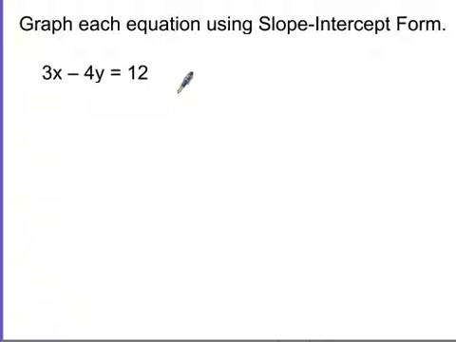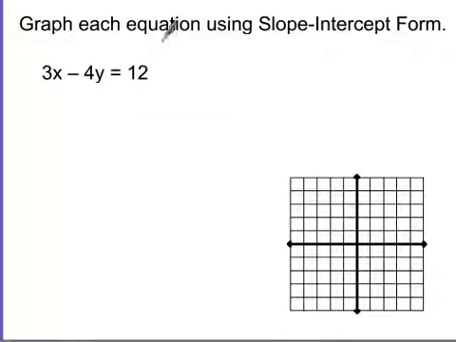Graph each equation by using slope-intercept form. I forgot to put a graph on this one. Whoops, sorry. It's easy for me, harder for you. So what do I need to do first? Minus 3x. -4y equals -3x plus 12. Divide by -4.